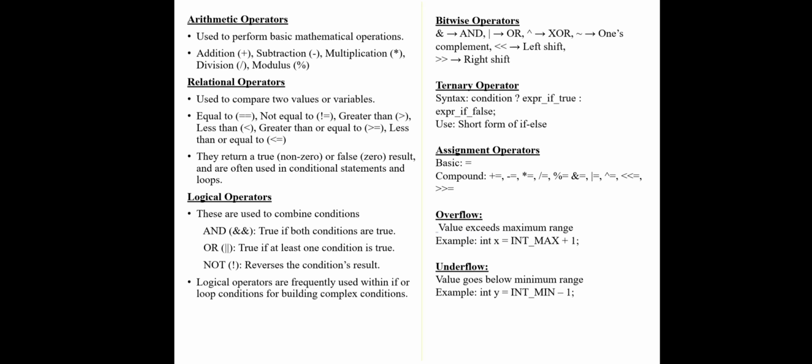Arithmetic operations are used to perform all the basic mathematical operations on variables and constants. These include addition, which adds two values; subtraction, which subtracts one value from another; multiplication, which multiplies two values; division, which divides one value by another and gives the quotient; and modulus, which gives the remainder of a division.